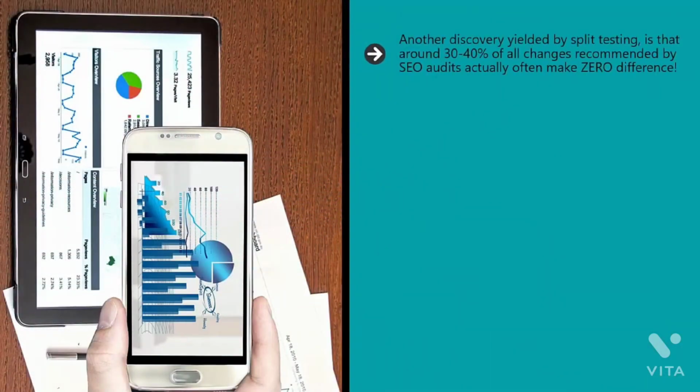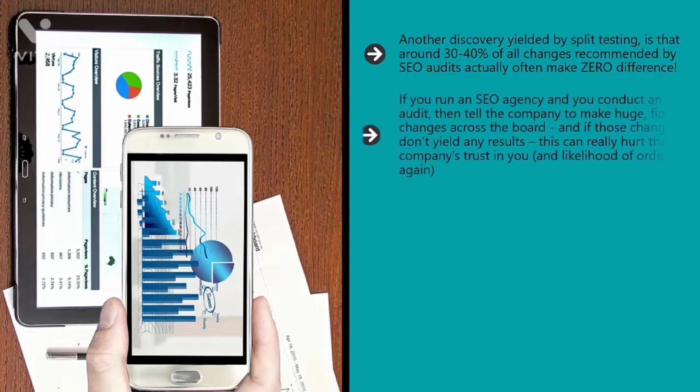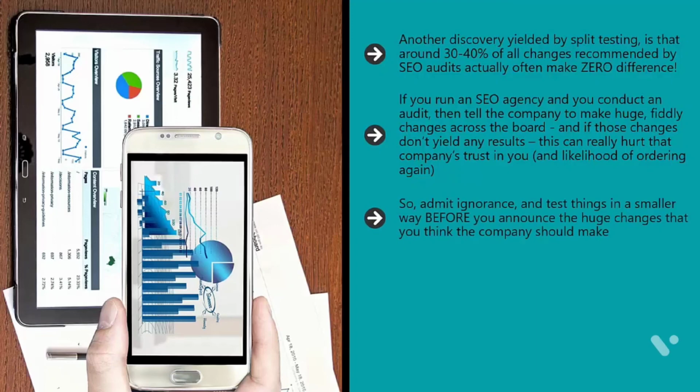Another discovery yielded by split testing is that around 30 to 40% of all changes recommended by SEO audits often make zero difference. Once again, this shows us that what works in theory or on paper doesn't necessarily hold up in the real world. And it shows us the value once more of conducting real split tests. If you run an SEO agency and you conduct an audit, then tell the company to make huge, fiddly changes across the board, and if those changes don't yield any results, this can really hurt that company's trust in you and likelihood of ordering again.